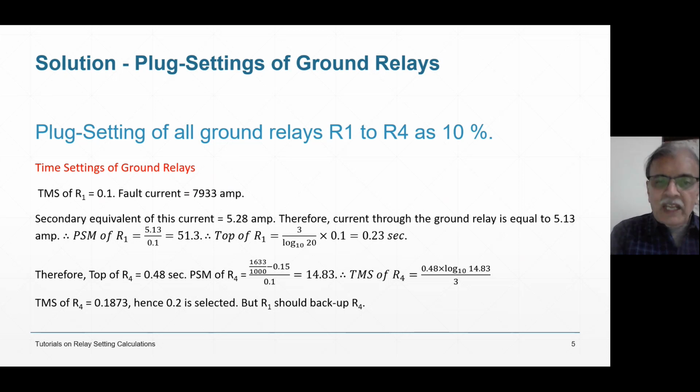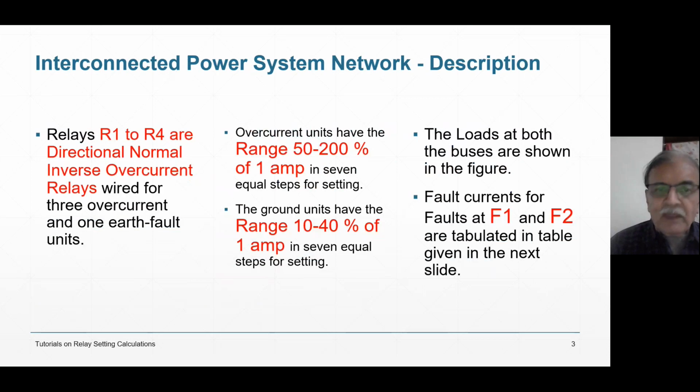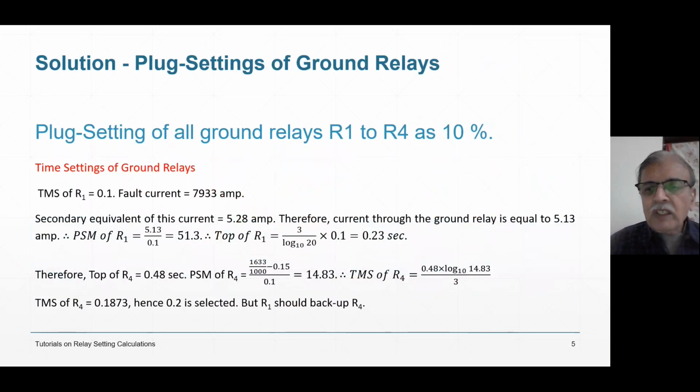Therefore, current through the ground relay, I have to deduct 0.09, I think, right? Am I right? What is the excitation current given? Let me check once again. The excitation currents are not given here. I think it is forgotten. But if I calculate the excitation current, the secondary equivalent is 5.28 and current through ground relay is 5.13.